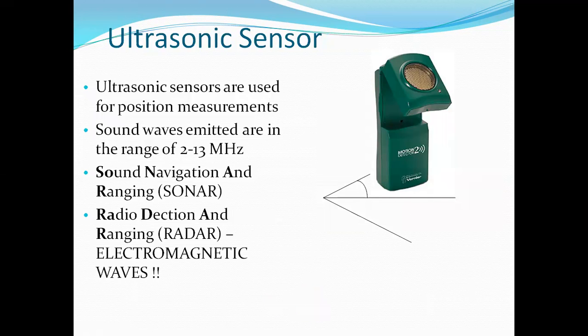Here is the next type of sensor: the ultrasonic sensors. We discussed them in the previous class also. Let us see in depth at what range of frequency they operate, under which conditions, and in how many types of zones we will utilize these ultrasonic sensors. These are the sensors used for position measurements. The sound waves emitted are in the range of 2 to 13 megahertz, and the maximum can be extended up to 20 megahertz of frequency.